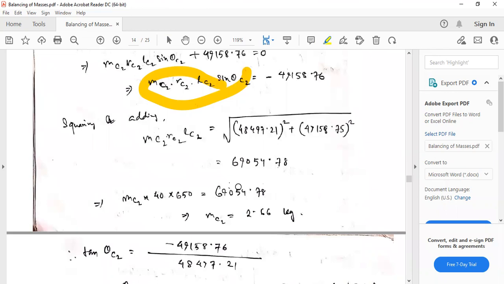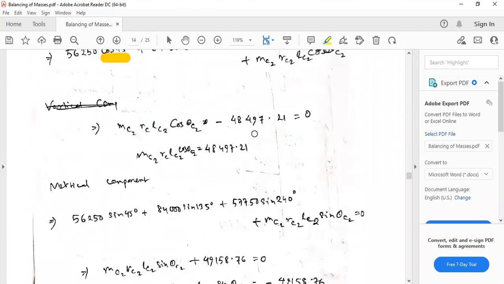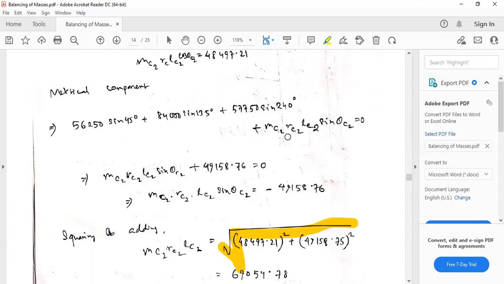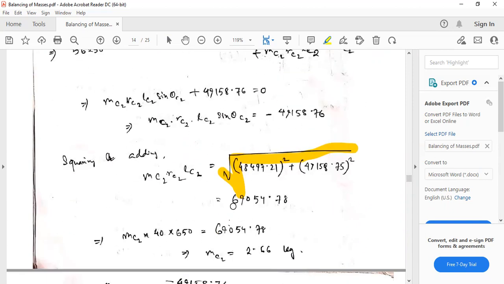So now what we'll do is square this term, the whole thing. That means square here and square here. Squaring both the equations and adding. So square the left hand side, and square the left hand side of the other one. You also do the square on the right hand side, then add them and remove the square by taking the root. So we get some value here by solving it.